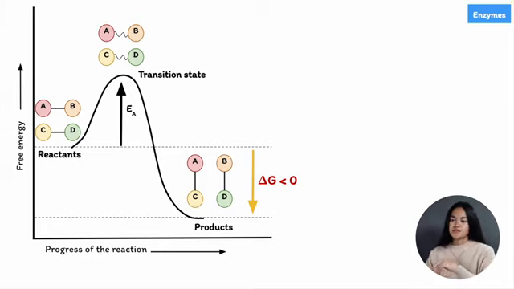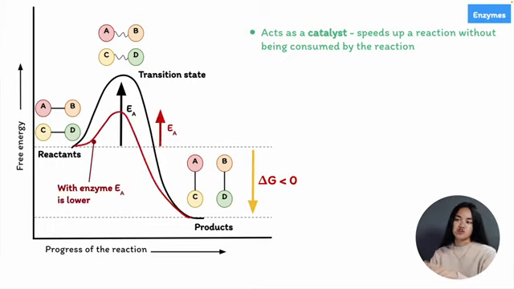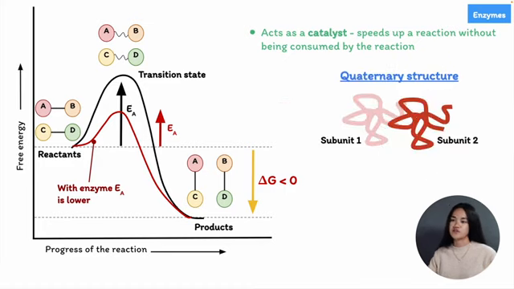So recall that enzymes are biological catalysts. They speed up a reaction without being consumed by the reaction, and most enzymes are proteins. Enzymes are important for a whole range of biological processes. Their activity depends on their protein conformation, including primary, secondary, tertiary, and quaternary protein structures.